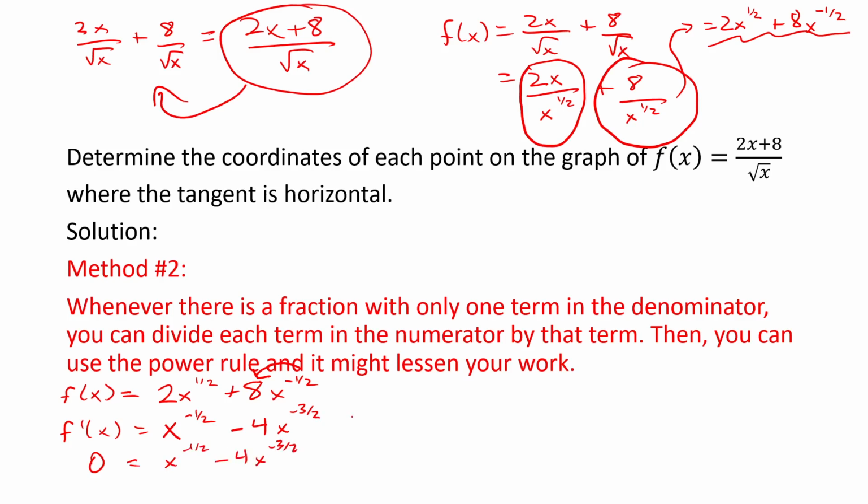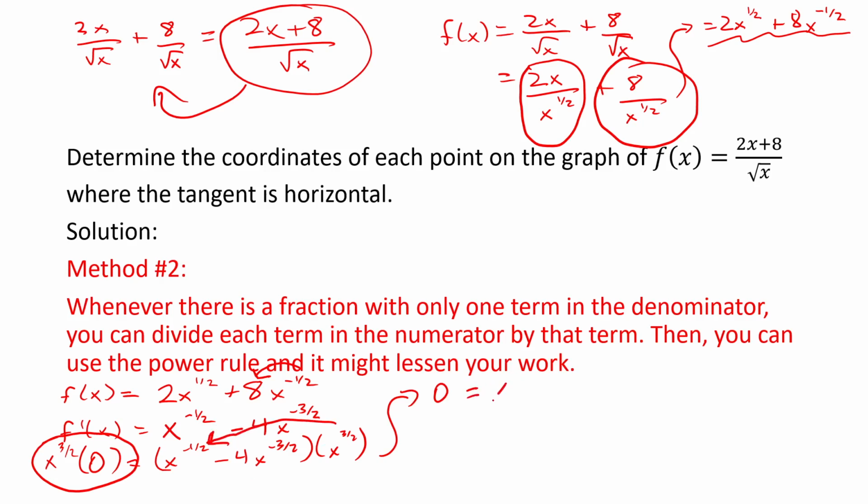Now I'd like to solve that, and one way I can do it is by multiplying both sides of this equation by x to the 3/2. If I do that, x to the 3/2 times 0 is simply 0. X to the 3/2 times x to the negative 1/2 is x to the 1. X to the 3/2 times 4x to the negative 3/2 becomes 4x to the 0, which is 4. So I just get 0 equaling x minus 4, and x equals 4.